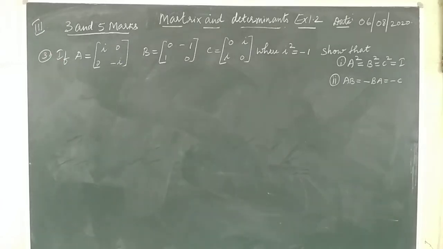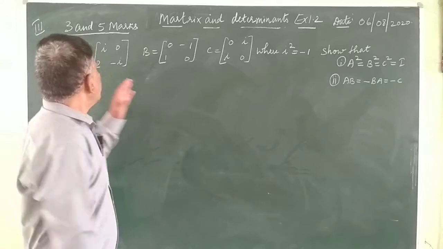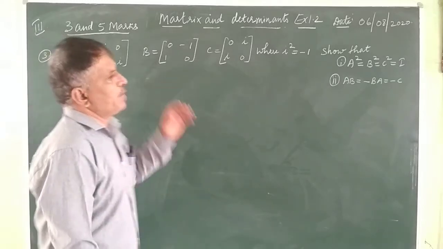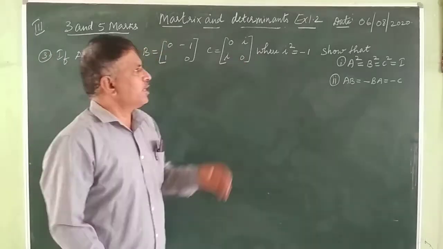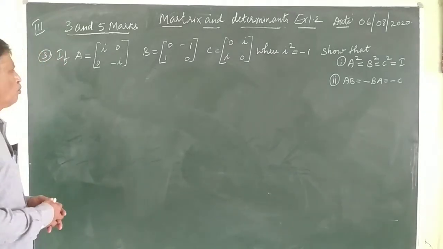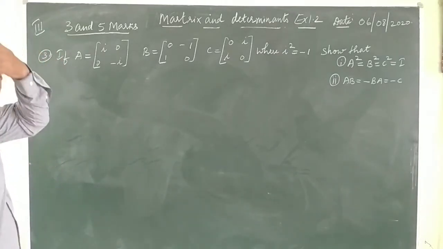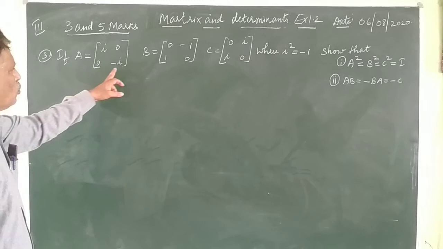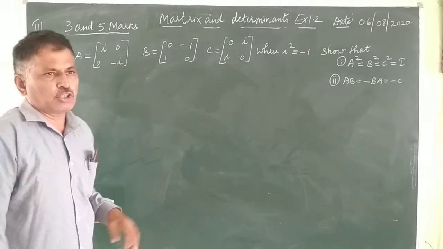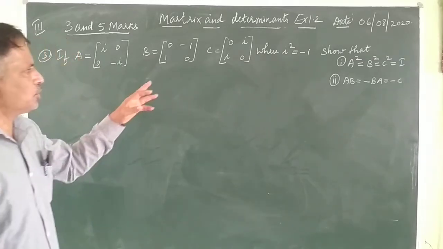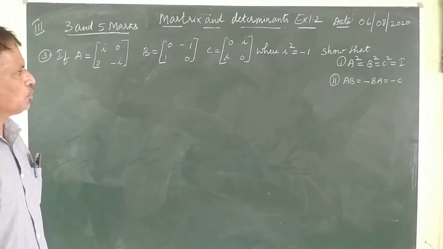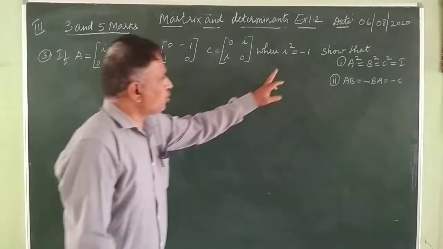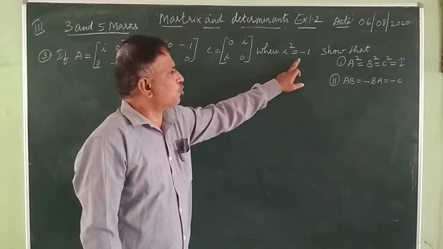Yes, dear students, we will continue with the 3 and 5 mark questions of the matrix and determinants chapter, exercise 1.2. The question is like this: he has given A is equal to [i, 0; 0, minus i] and B is equal to [0, minus 1; 1, 0] and C is equal to [0, i; i, 0]. He has given already that i square is equal to minus 1.